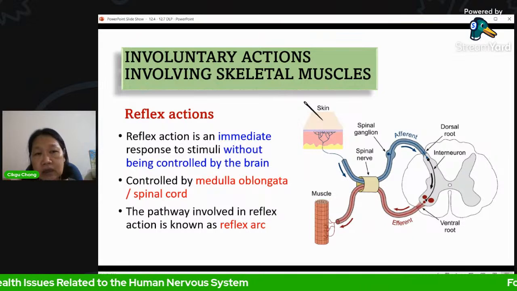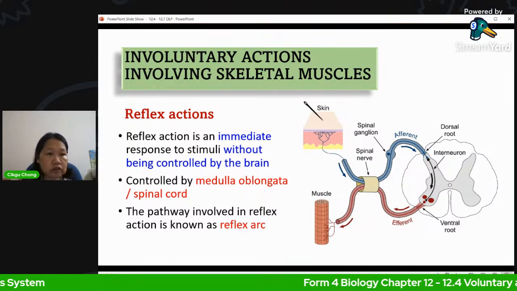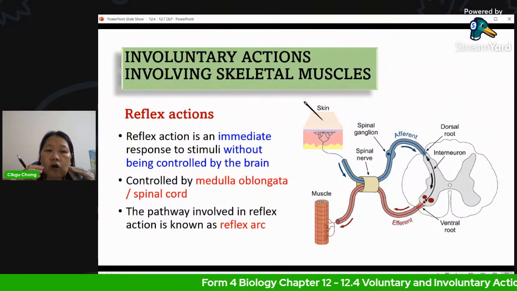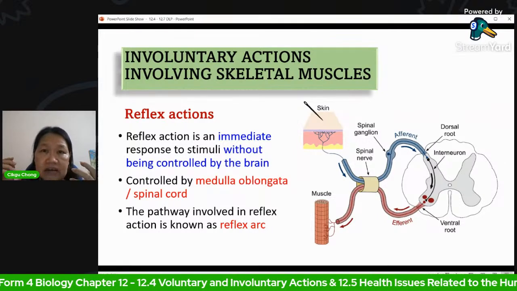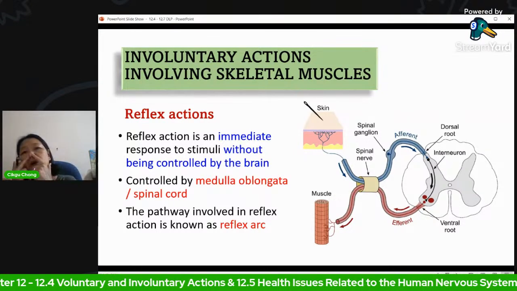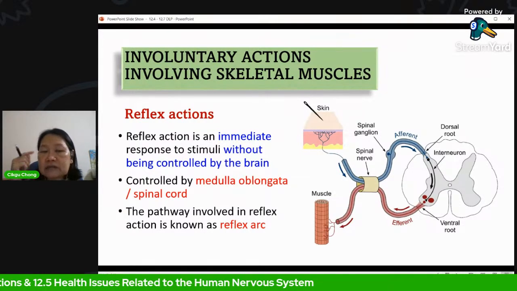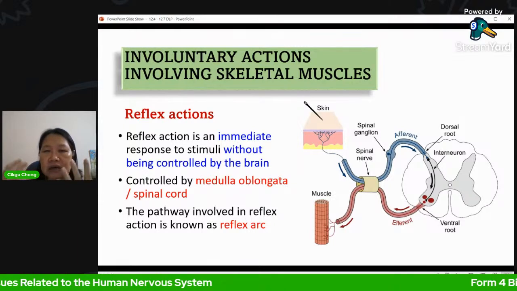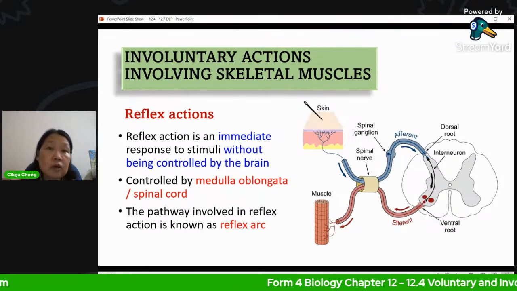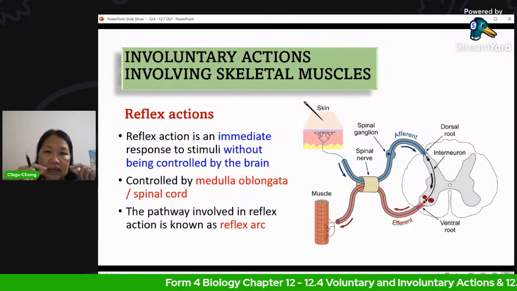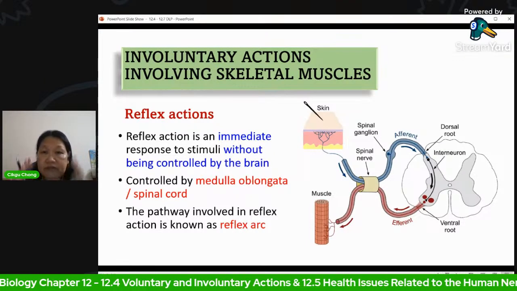If you are touching something hot or something sharp, the impulse will go into the spinal cord. The medulla oblongata is for things like when you smell pepper, let's say. The pepper goes into your nose and you will sneeze. That sneezing reaction is controlled by the medulla oblongata. Blinking and sneezing are also controlled by the medulla oblongata because they involve the organs in the face.